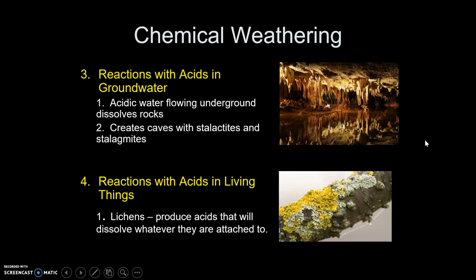The third type of chemical weathering is known as reaction with acids in groundwater. We know that there's water under the ground, and that's how we get things such as caves and caverns. So the acidic water that flows under the ground basically dissolves rocks. When it does, it creates stalactites and stalagmites.